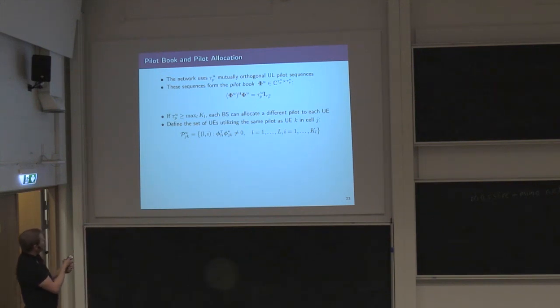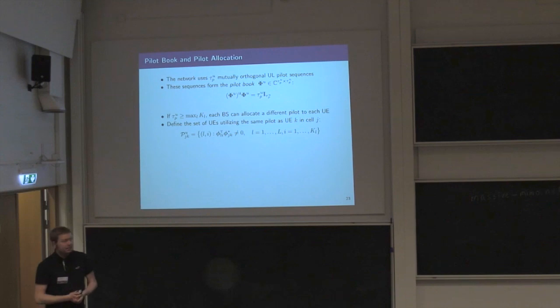In the general form, I can just say that there is a set of users that use the same pilot as me, and now I am user k in cell j still. And this set of users are those users i in cell l that are such that the inner product between their pilot sequence and my pilot sequence is non-zero. And actually it will be equal to tau_pu with this type of design.